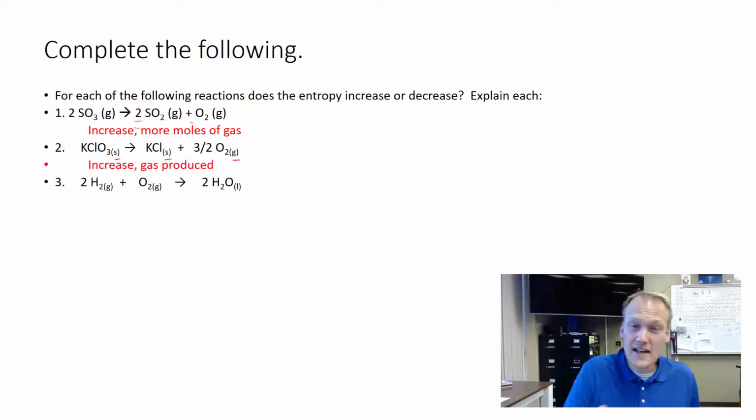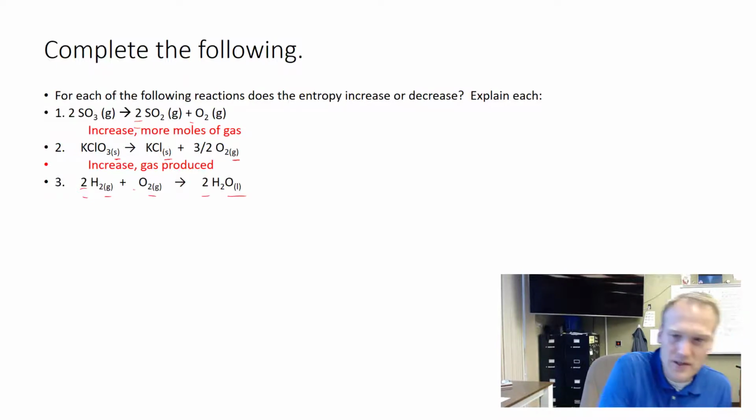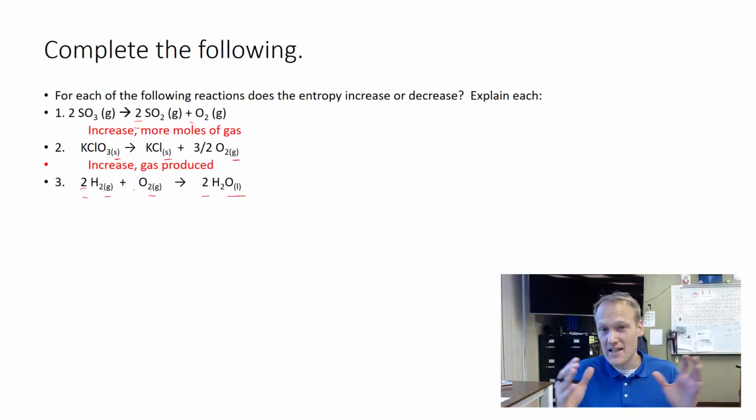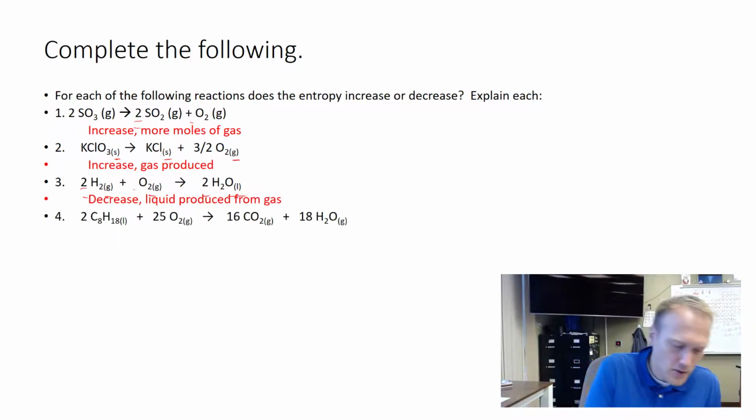Entropy is increasing. In this next one, we have 2 moles of gas of hydrogen, 1 mole of gas of oxygen, and it's becoming 2 moles of liquid. So we're going from 3 down to 2, and it's going from gas to liquid. Entropy is definitely decreasing. Here's a combustion equation.